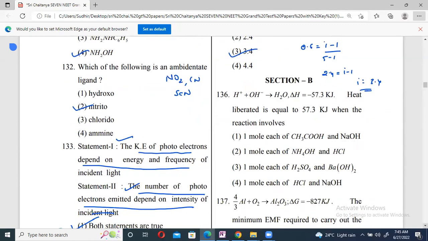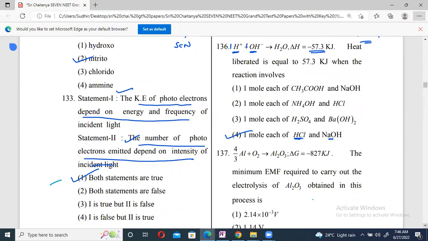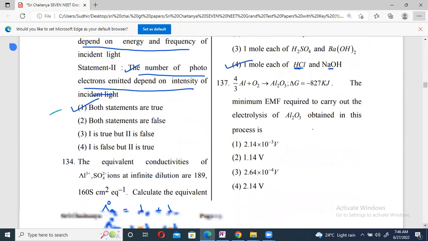Now, beta, section B. It is a strong acid, strong base, standard value of heat of neutralization. The heat liberated equals this much when the reaction involves a strong acid and a strong base, and both should be 1 equivalent only. Fourth option is the correct one, beta. 1 equivalent of strong acid and 1 equivalent of strong base, on combining, give rise to a salt with minus 57.3 kJ or minus 13.7 kilocalorie.